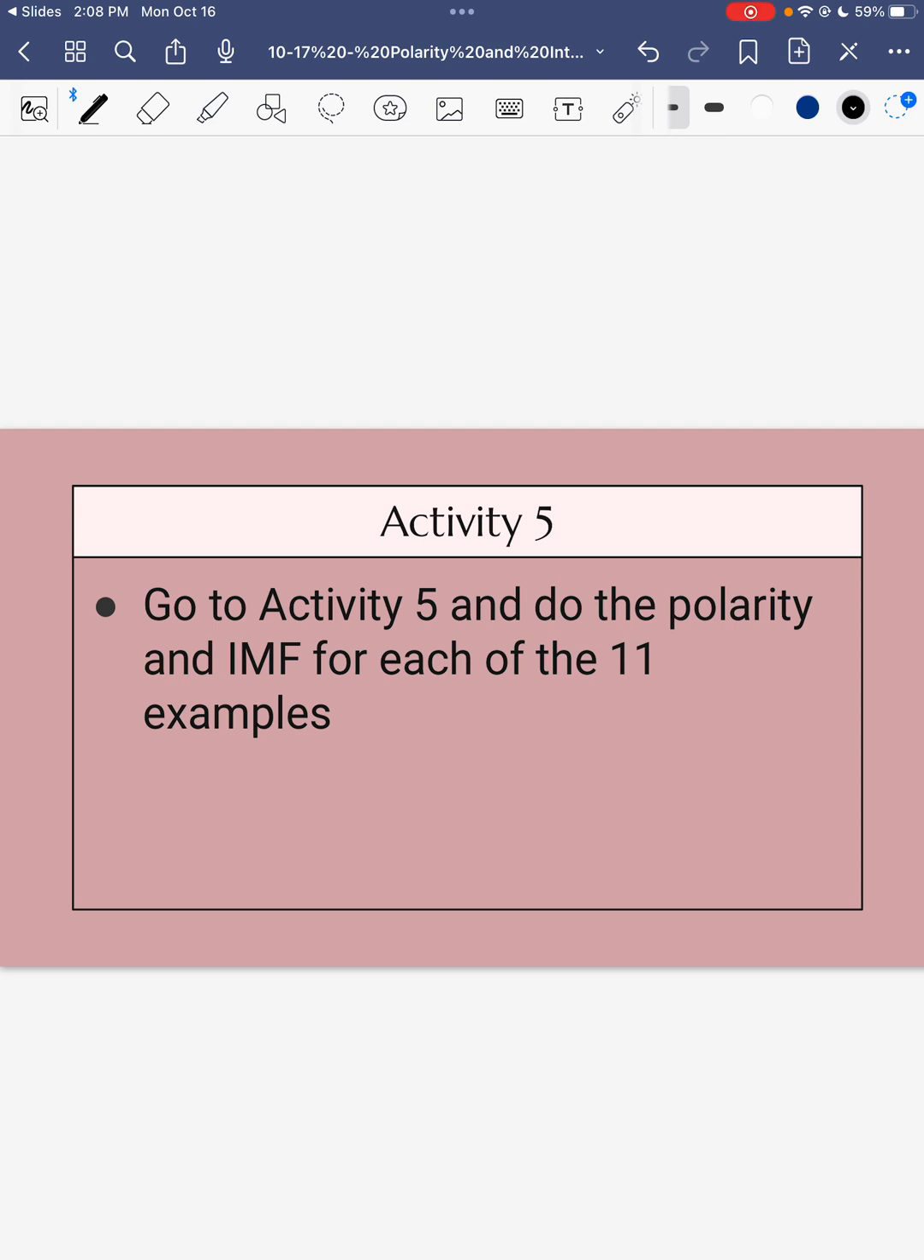Now that we've practiced a little bit of that, I'd like for y'all to go to Activity 5 and do the Polarity and IMF sections for each of the 11 examples that we did the shapes of yesterday, and we'll start putting it all together tomorrow.